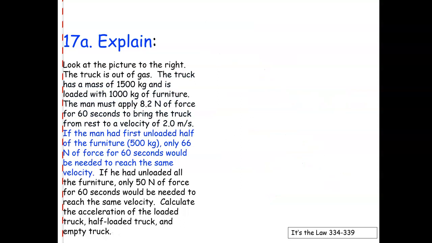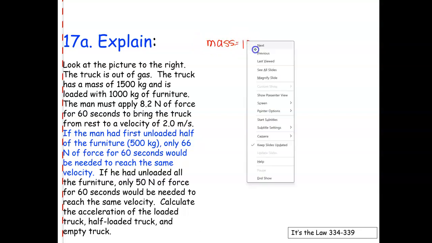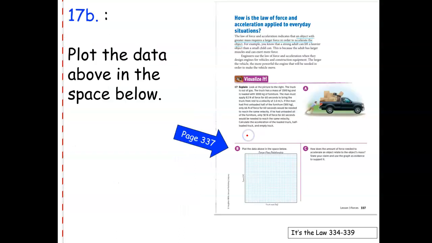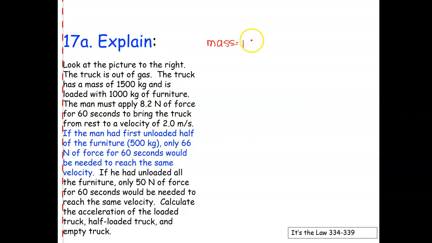Next is if he has the truck halfway loaded. So we know that the mass is going to be the 1500 kilograms of the truck plus the 500 kilograms of the furniture. So the mass is going to equal 2000 kilograms.